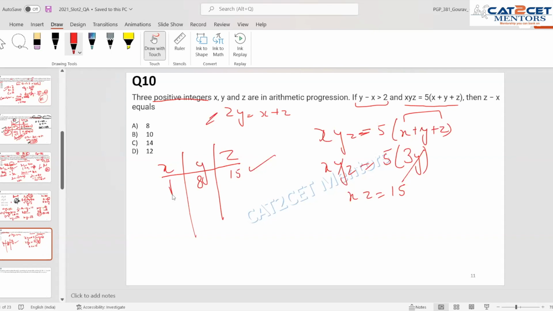I'll continue the question. Okay, so next, x can't be 2, because then z will be 7.5. x can be 3, z will be 5. In this case, y will be 4, but y minus x is not greater than 2. Wrong. Next, x can be 4. No. Then z will be a decimal. And x can't be 5, because if x were 5, z will be 3, and z minus y would be minus 2, but we can't have a minus value. Okay. So the only valid combination we have is x as 1, y as 8, and z as 15. And we need to find the value of z minus x, that is 15 minus 1. Answer is option C, 14.